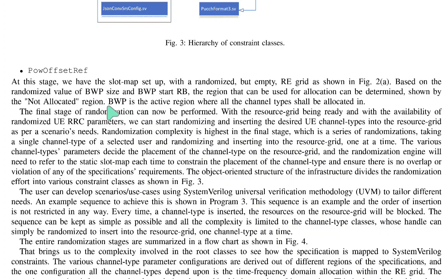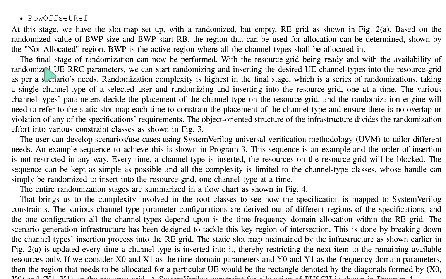BW is the active region where all the channel types shall be allocated. The final stage of the randomization can now be performed, with the resource grid being ready and with the availability of the randomized UE RRC parameters. We can start randomizing and inserting the desired UE channel types into the resource grid as per the scenario's need. Randomization complexity is the highest in this final stage, which is a series of randomizations, taking a single channel type of the selected user and randomizing and inserting it into the resource grid one at a time.